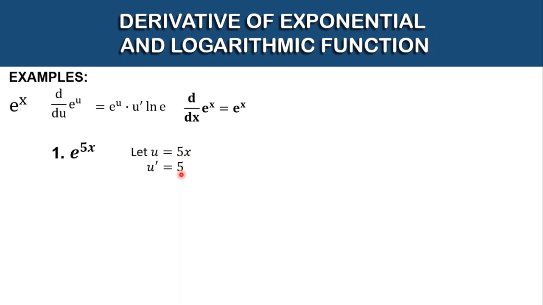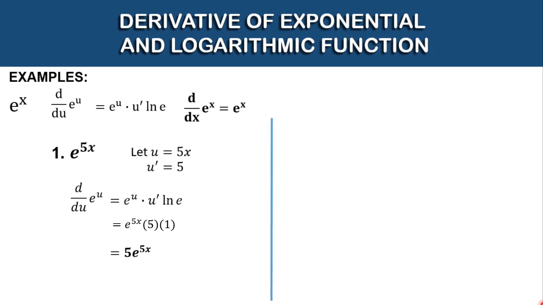Then i-plug in natin siya dun sa ating guide. So d over du of e raised to u is equal to e raised to u times u prime times ln e. Where here we can substitute the values. E raised to u becomes e raised to 5x. Then times the u prime, this is equal to 5. So we have 5 here. And the value of the natural logarithm of e is 1. So simplify lang natin to. Our answer is 5e raised to 5x.